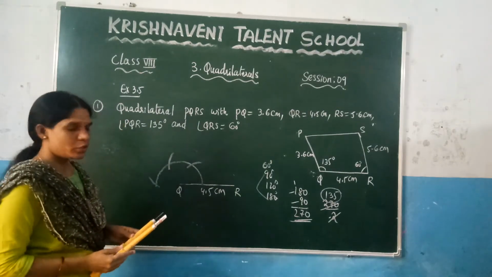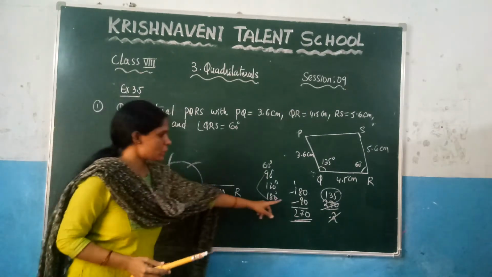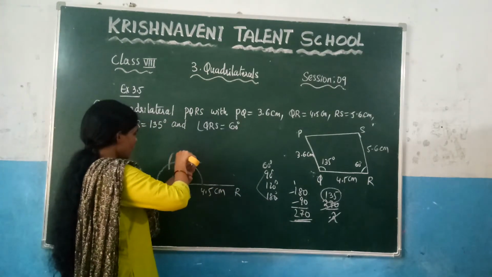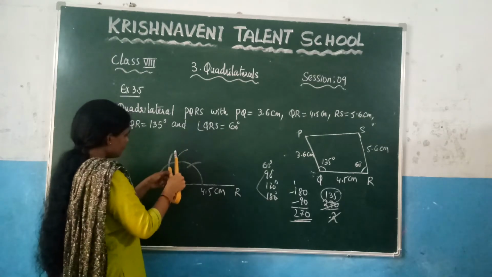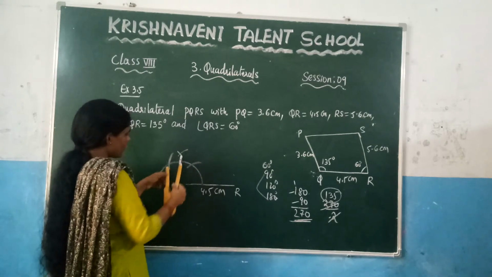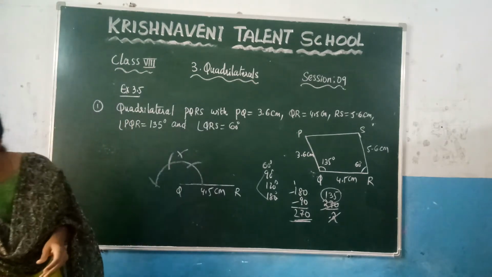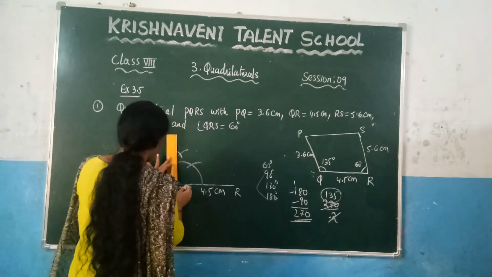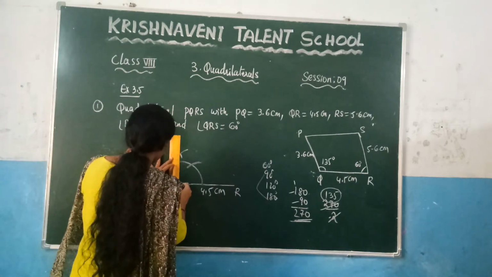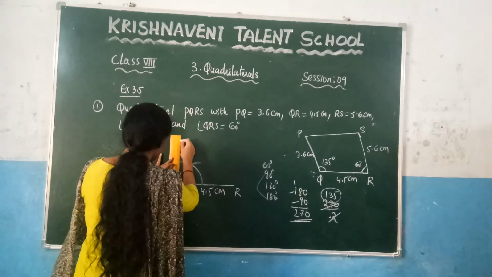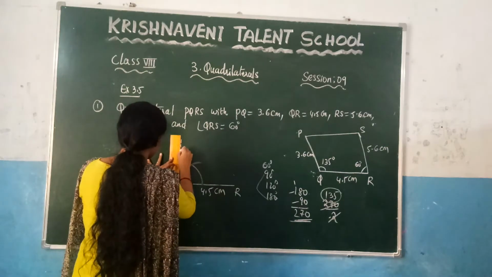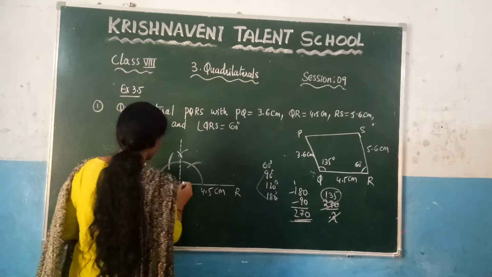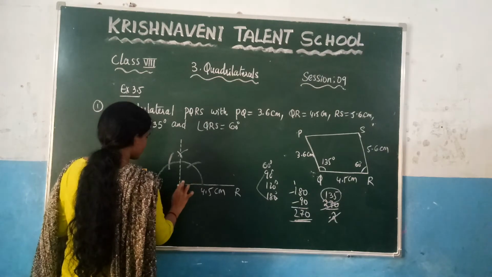Now here you need to draw the perpendicular bisector. That means you need to draw 90 degrees. So at this point take more than half radius and draw one arc, and at this point draw one arc. This is 90. Now draw 90 degrees here. Join with the help of the dotted line. So this is nothing but 90 degrees, right?